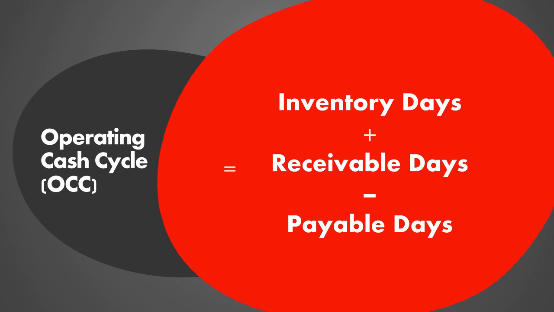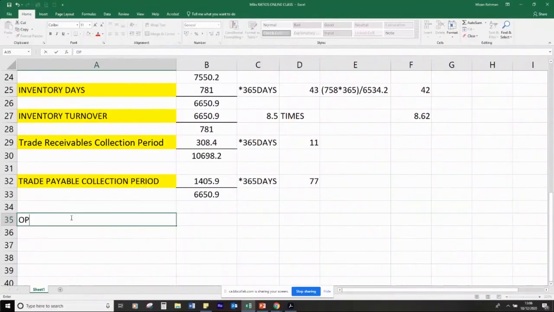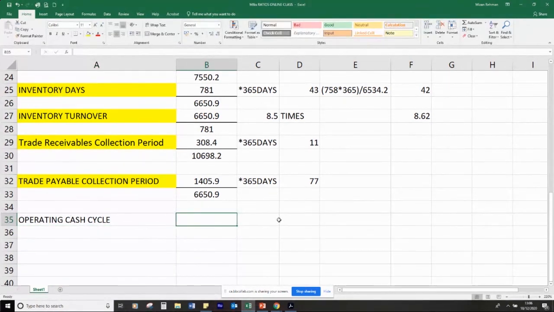Next one is operating cash cycle. This is a very important ratio. It's not actually a ratio, it's an equation. And the equation is that OCC, operating cash cycle, equals stock days plus debtor days minus creditor days. These are the three ratios which we have already calculated, so we can simply calculate it with the data we already have. Operating cash cycle is stock days plus receivable days minus payable days. First of all, our inventory days are 43, plus my receivable days are 11, minus my payable days are 77. And 43 plus 11 minus 77, that is minus 23 days.